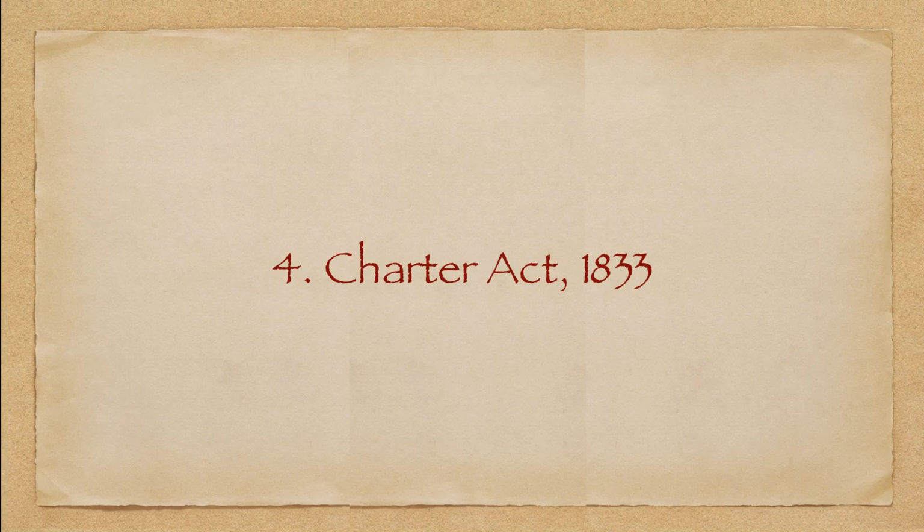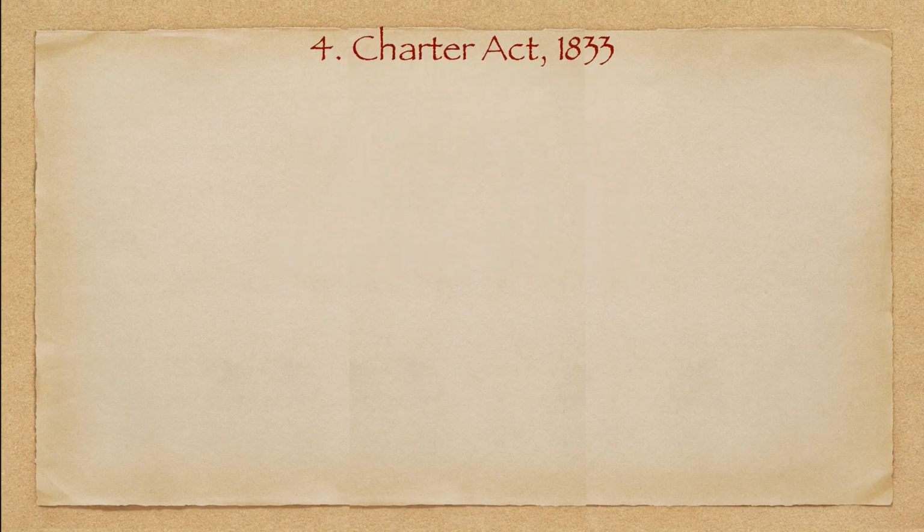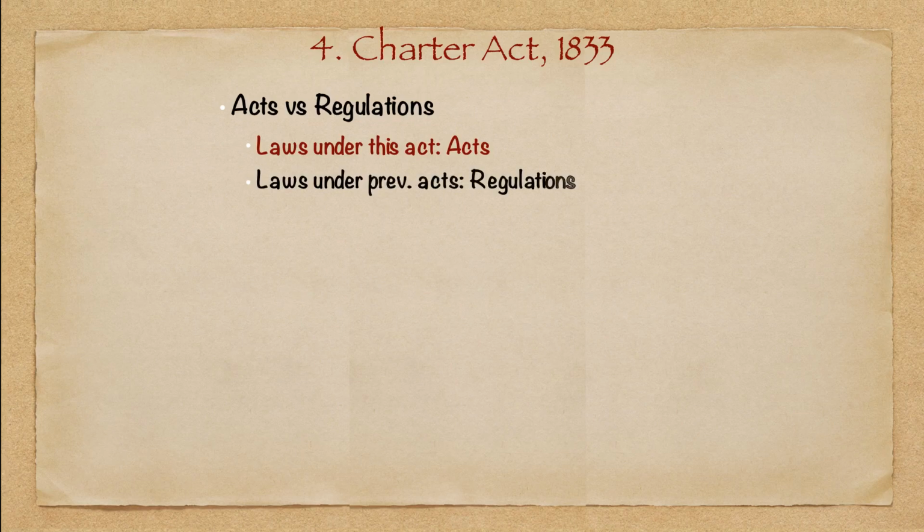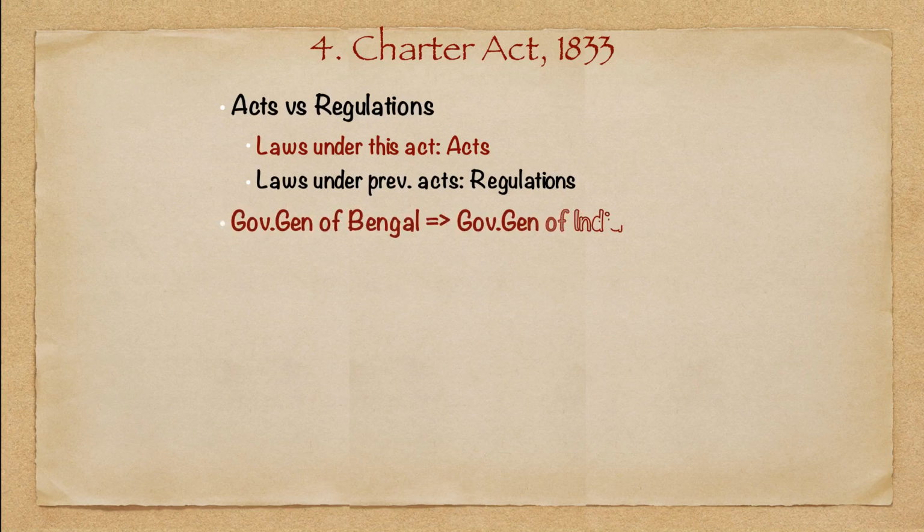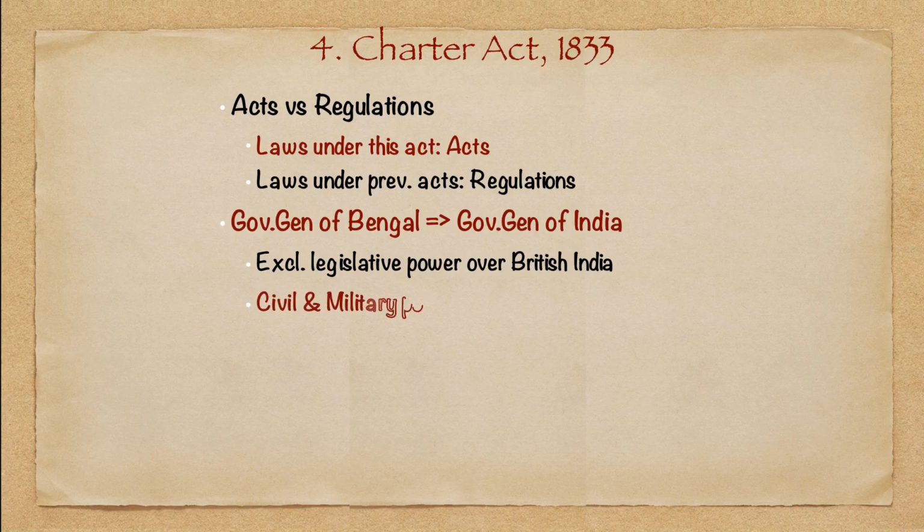1833 saw the enactment of a Charter Act. Laws made under this act would be called acts, while those under previous ones would be regulations. One notable change it brought is that the Governor-General of Bengal was redesignated as the Governor-General of India. He was given exclusive legislative power for the entire British India, depriving the legislative powers of the Madras and Bombay governors. And the Act vested in him both the civil and military powers.